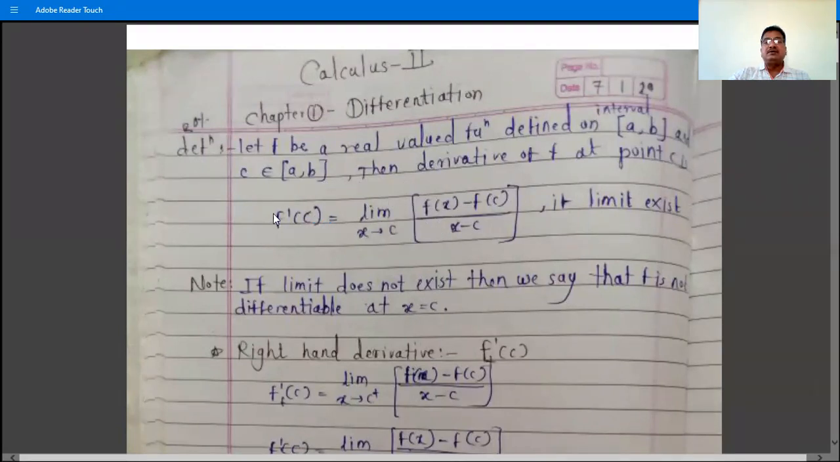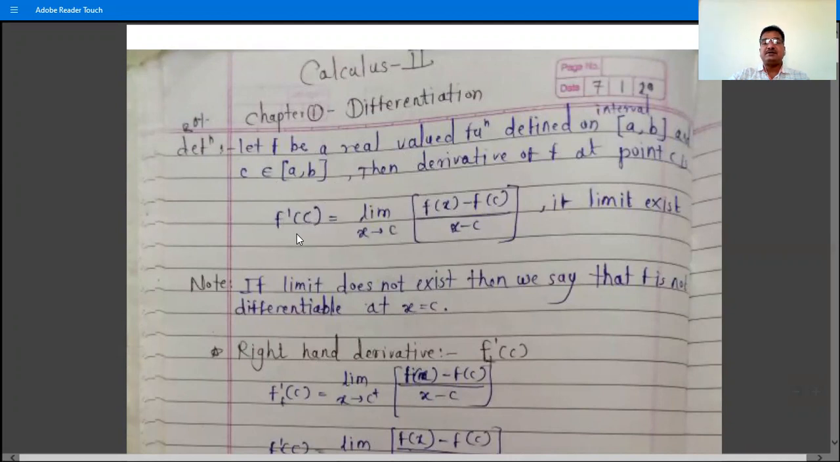So what is the definition of derivative? The derivative of the function at point c, f dash c, is equal to limit x tends to c, f of x minus f of c divided by x minus c. Or in another form, the definition is f dash x equal to limit h tends to 0, f of x plus h minus f of x divided by h. So both the definitions are the same.